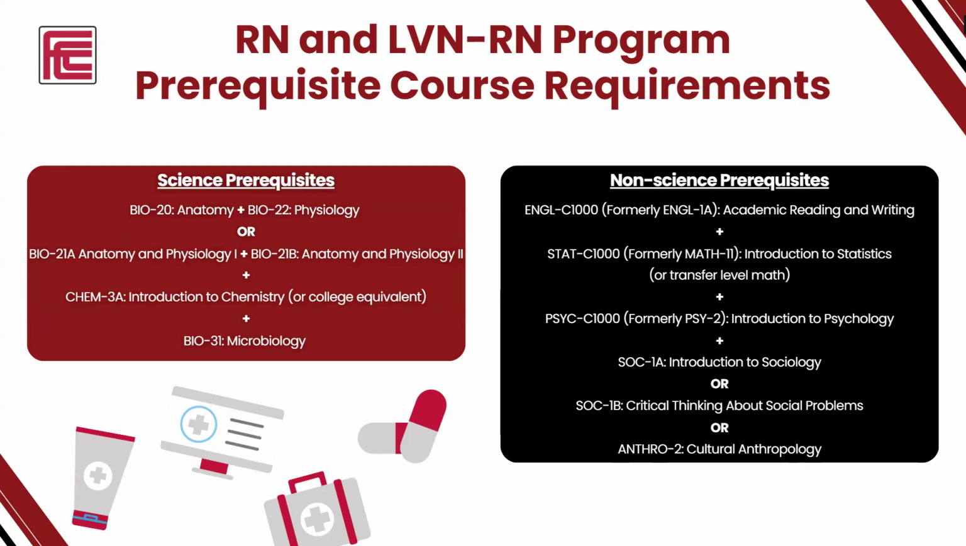Prerequisite course requirements. Let's review the required courses for both the RN and LVN to RN programs. The science prerequisites include anatomy and physiology, either as separate courses, which are Bio 20 and Bio 22, or as combined sequences, which is Bio 21A and Bio 21B, plus Chem 3A, Introduction to Chemistry, and Bio 31, Microbiology.